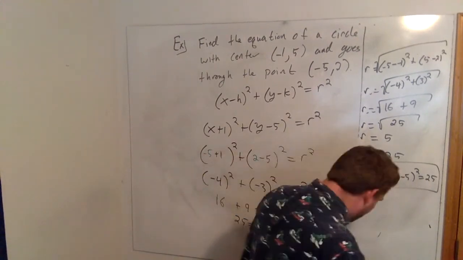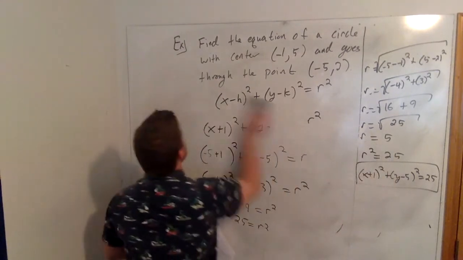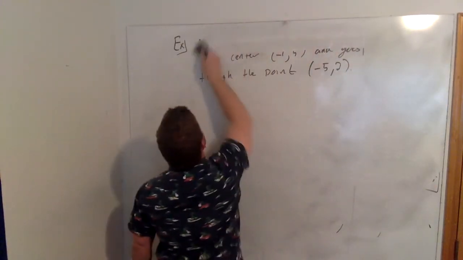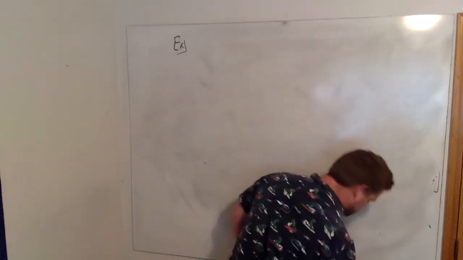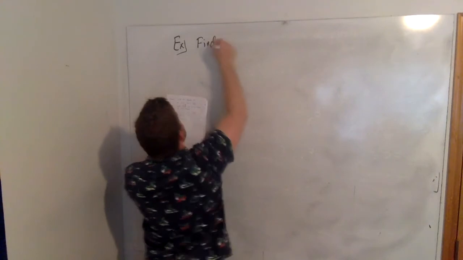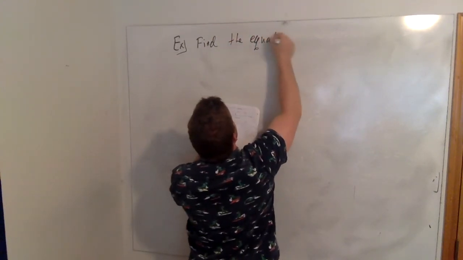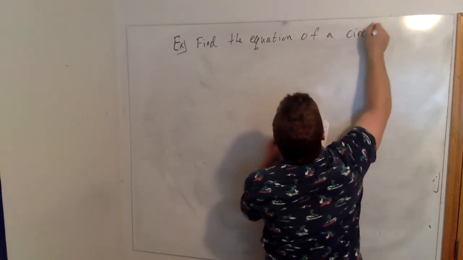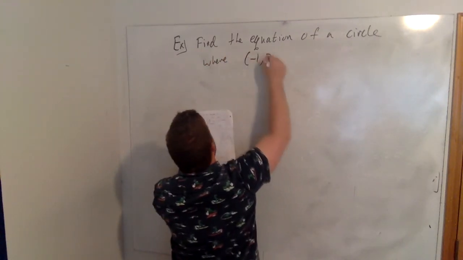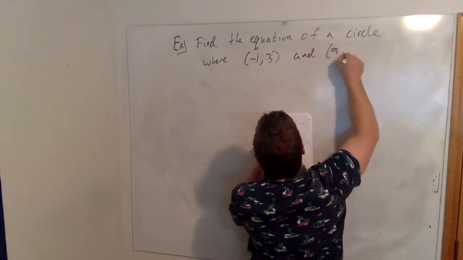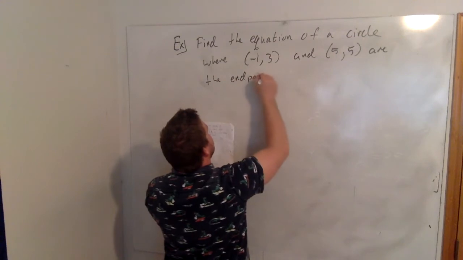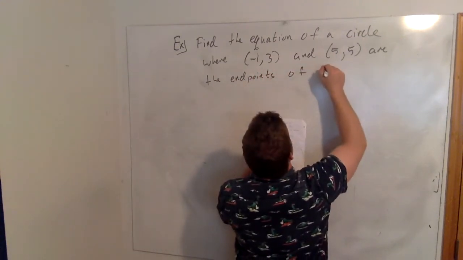Okay, let's do one more problem. Let's go ahead and find the equation of a circle, let's say, where (−1, 3) and (5, 5) are the endpoints of the circle's diameter.